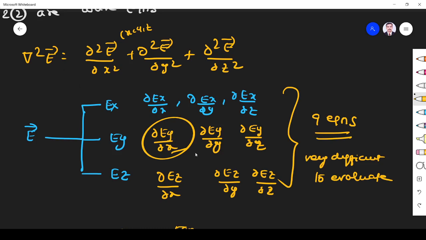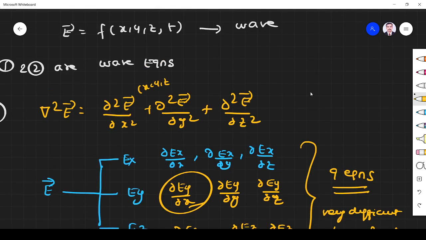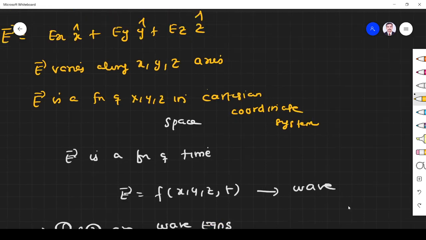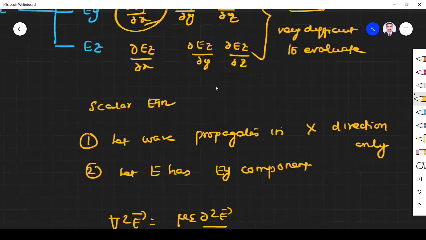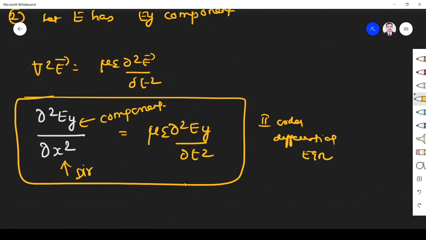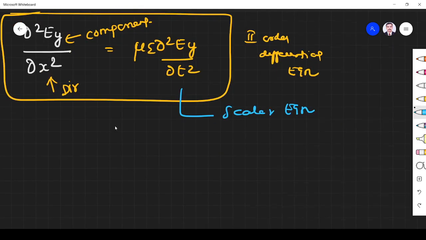So instead of 9, we have taken only one component, that is a scalar, because Ey is a component of the vector. Yes or no? So Ey is a component of the vector which is a scalar. Fine. So the vector equation becomes a scalar equation and it is easy to work with, and ultimately the wave equation becomes a scalar differential equation. Fine. Okay. Now we come to the third point.